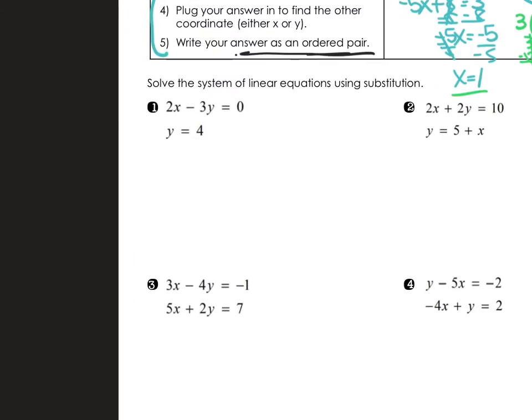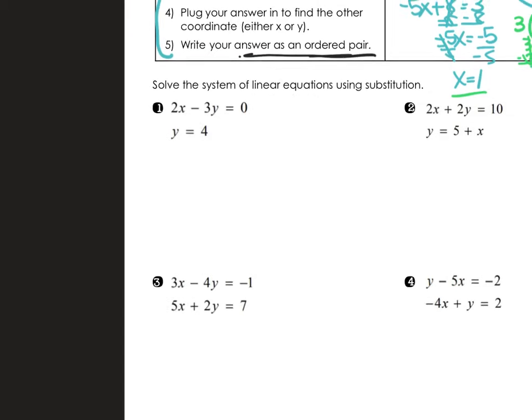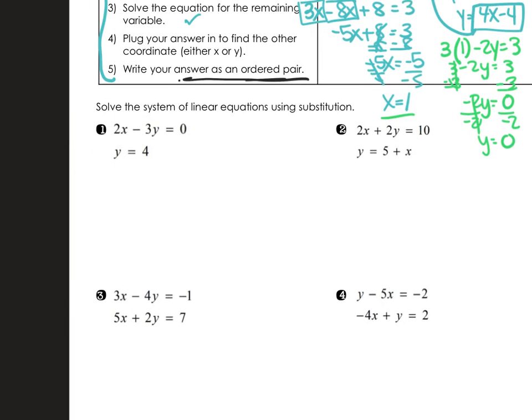So number 1 and 2, I will work out 1, and then I'll have you work out 2 and kind of go from there, okay? So the first one, y is already by itself. So all you want to do is just plug it into y of the other equation. So if I have 2x minus 3 and I plug in 4 for y equals 0.